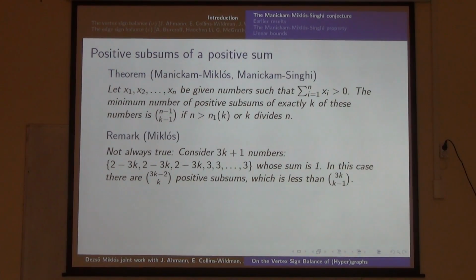So in this case, if n is equal to 3k plus 1, then there is another way of choosing those numbers. Three negative numbers and all the others positive, with a properly chosen way so that the sum is positive, but minimizing the positive subsums. And in this case, the number of positive subsums is less than n-1 choose k-1. A similar construction works for 3k plus 2, 3k plus 3, for a certain number of cases, about 3 and 1/7 k, I believe.